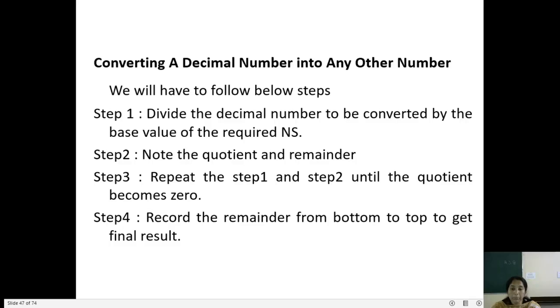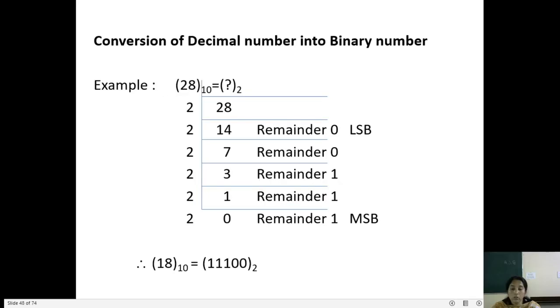While recording the values, you should record the remainders from bottom to top, meaning from down to top, to get the final result. This is one of the examples. 28 is one of the decimal numbers. If you want to convert the decimal number into binary, what do you have to do?